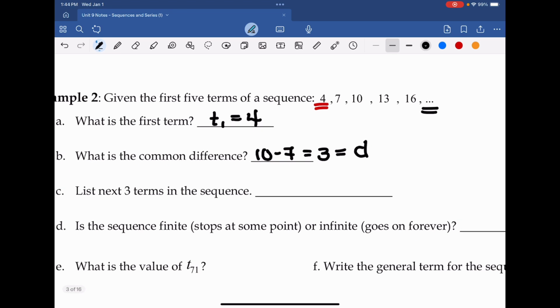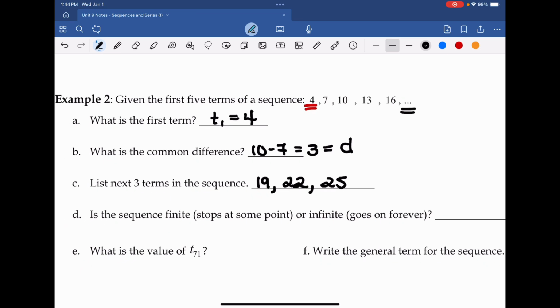What are the next three terms in the sequence? Well, if we know that the common difference is 3, that there is 3 being added to the next term, well, 16 plus 3 is going to give me 19. Then we're going to go 19 plus 3, which is 22, and then 22 plus 3 is 25. There you go. There's your next three terms.